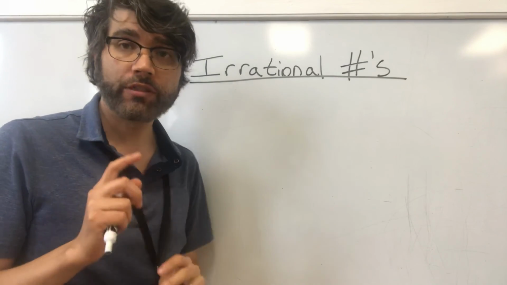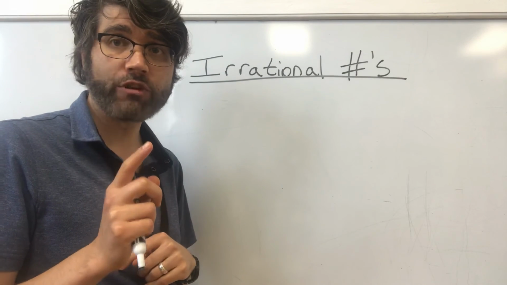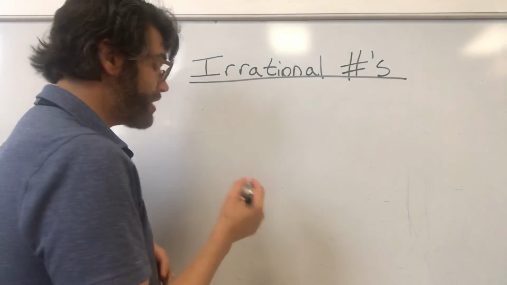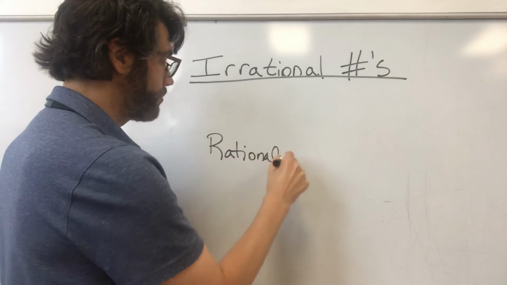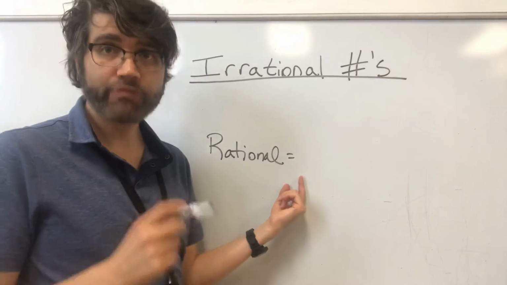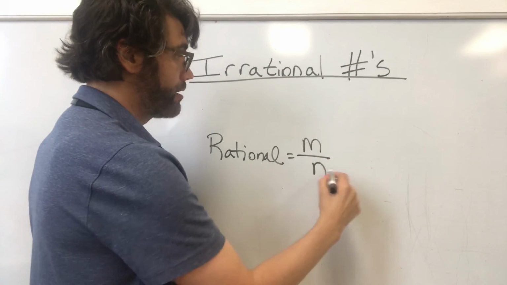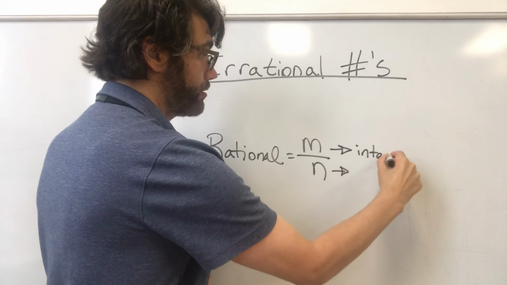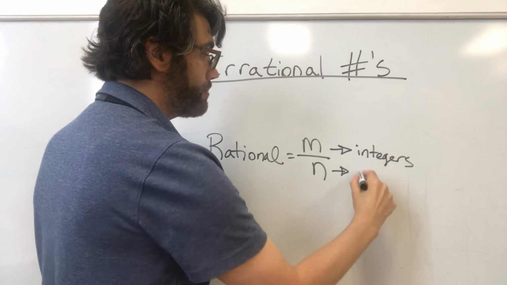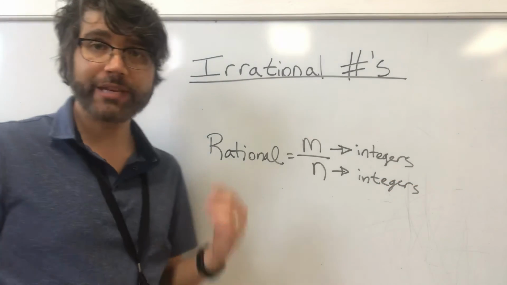So let's first go over what the definition of a rational number is. A rational number is a number that can be written as a fraction, like m over n, where both m and n are integers. Okay? That's what it means for a number to be considered rational.